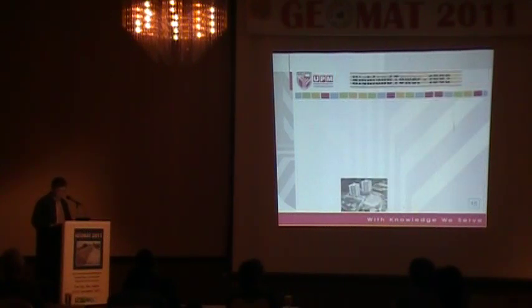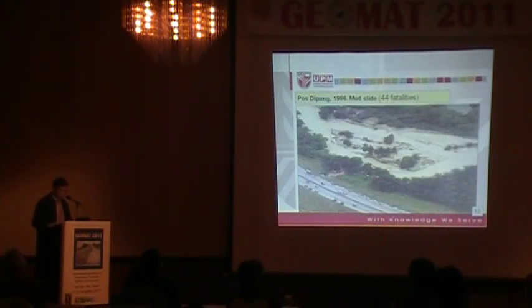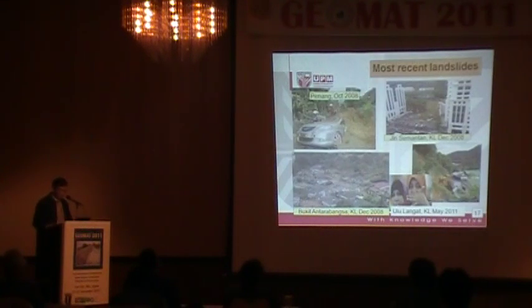Okay, now just to give some examples of our landmark landslide incidents, this is an 11-story tower block that collapsed in 1993, and 48 people died in this particular incident. This is a mudslide. You can see the whole island is being wiped out because of the mudslide. 40 people died. And some of the most recent landslides were in 2008, and in fact the most recent one was in November 2011, very near to Kuala Lumpur.